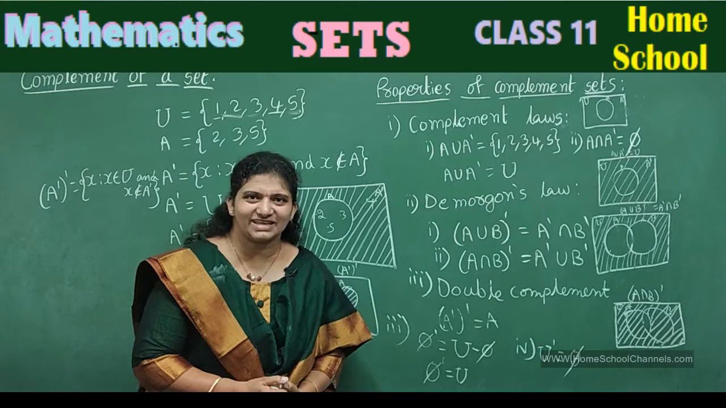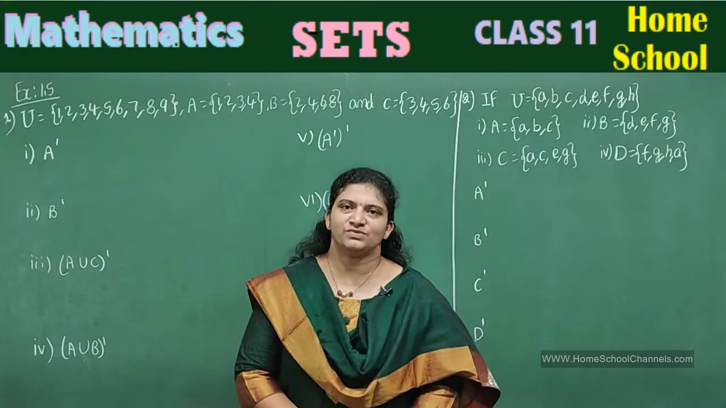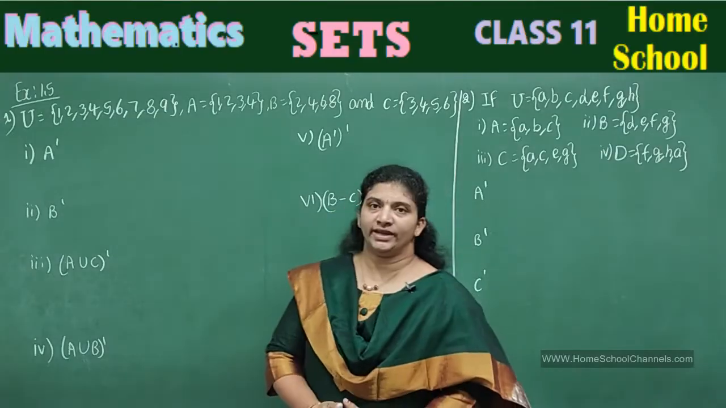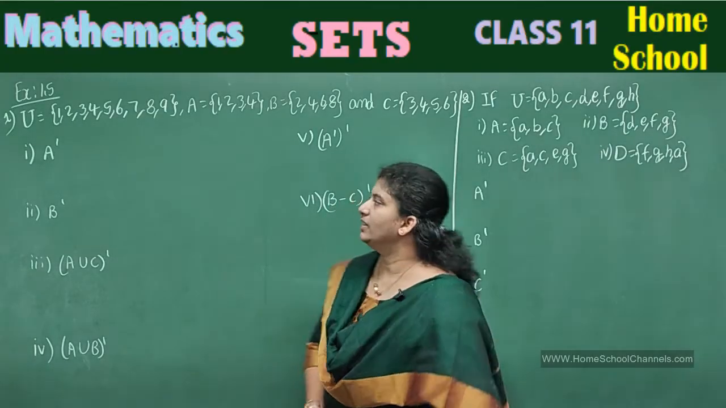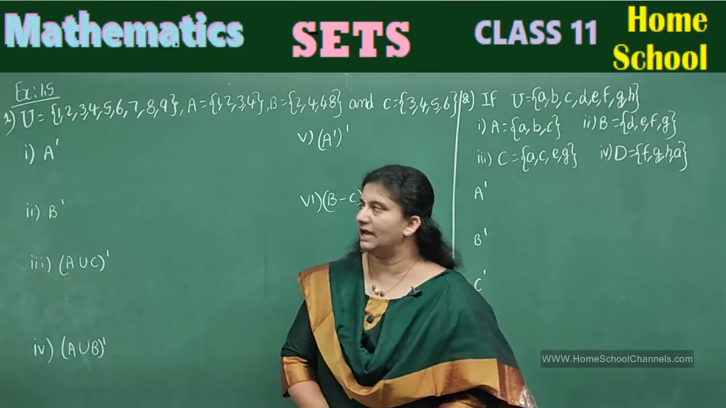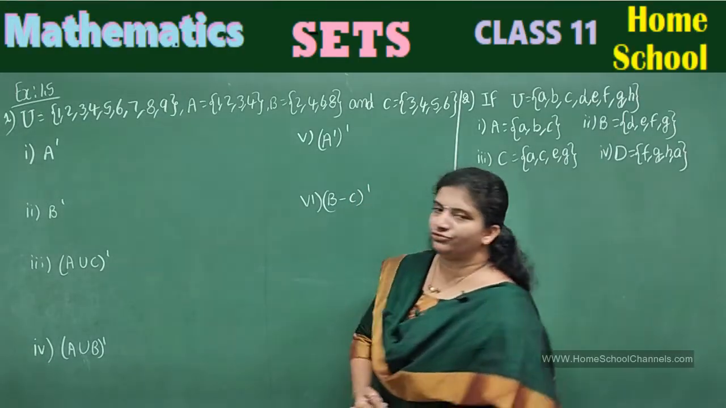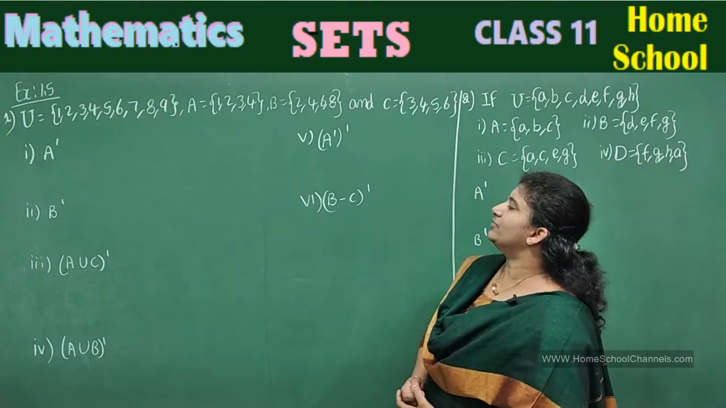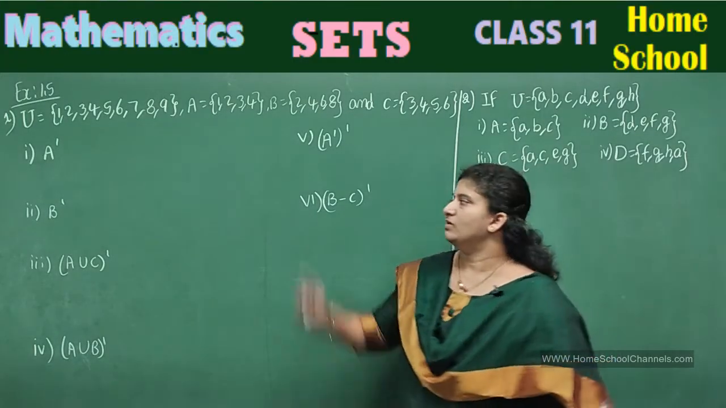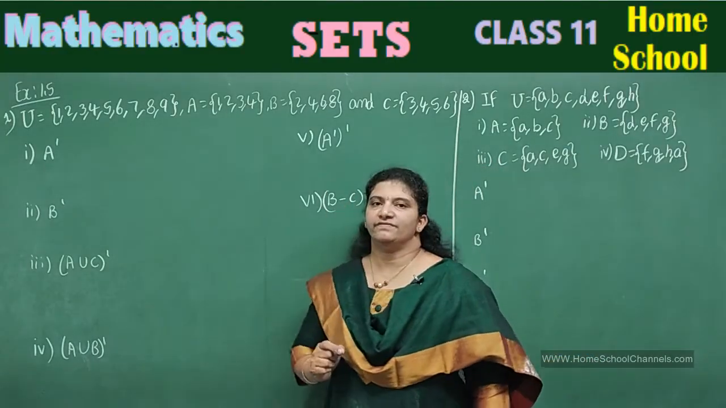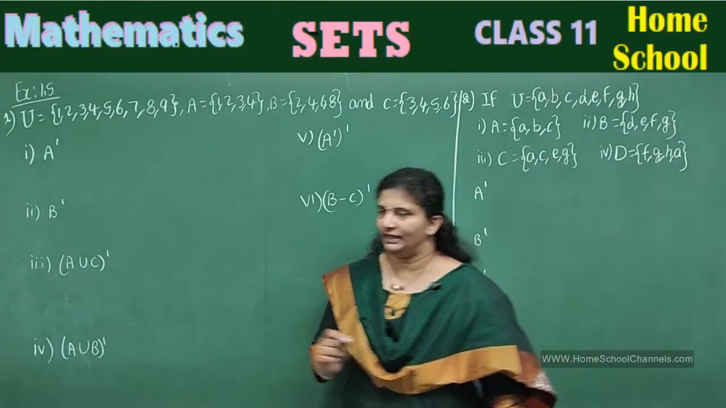Okay, let's start the exercise now. Exercise 1.5, first main. Let U indicate the universal set. U is equal to 1, 2, 3, 4, 5, 6, 7, 8, 9. A is equal to 1, 2, 3, 4. B is equal to 2, 4, 6, 8 and C is equal to 3, 4, 5, 6. Find all the sub-questions. Okay, let me start with the first one, A complement.